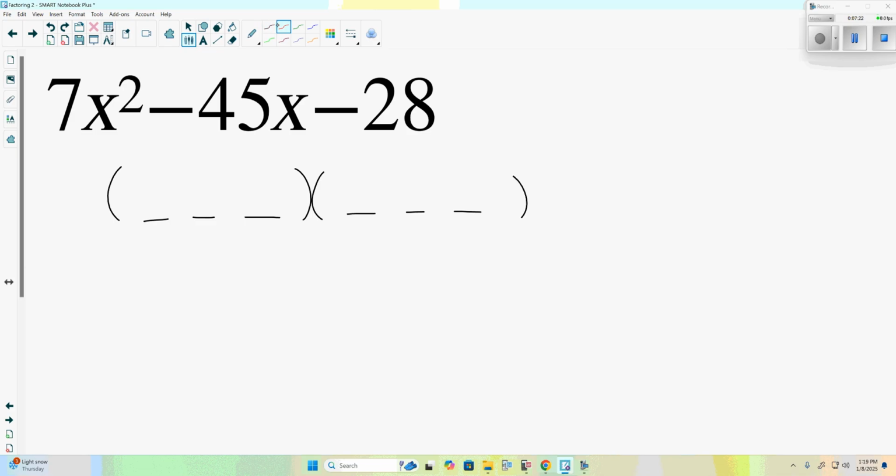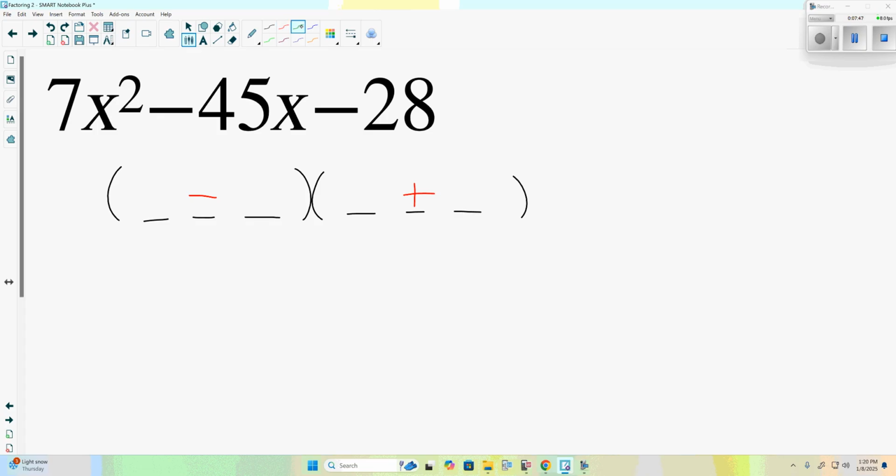So we'll have our two sets of parentheses with three spaces. The sign of the third term is negative, so the signs are negative and positive, because if the third term is negative, the signs are opposite. If the third term's positive, the signs are the same and match the sign of the middle term.